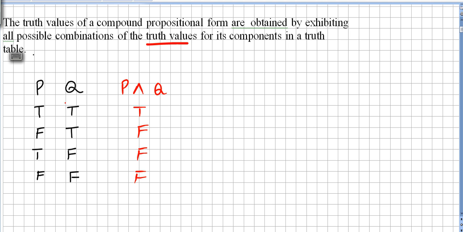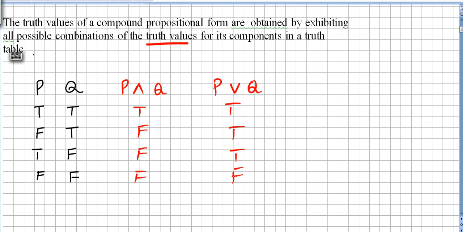I'm going to do it using this same P and Q. Let us do it for P or Q. We only need one of the propositions to be true. If P or Q is true, then this proposition is true. So true, true, so this is true, true, and those two are both false, so this one is false.